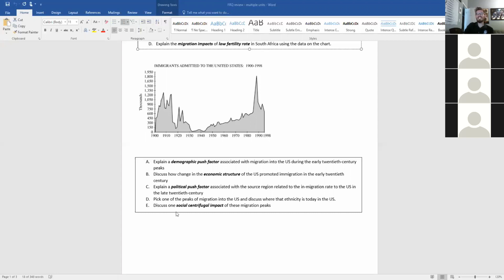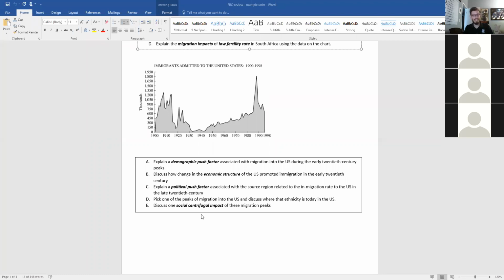And then finally, discuss one social centrifugal impact. I was just trying to throw in other words from other units, guys. We know that centrifugal forces are things that force people apart. So what is a social thing that forces people apart about migrants? And I mean migrants themselves. We're talking social aspects here. Social is culture, language, religion. And if there's something we love to fight over, especially when migrants come to a new country, it's culture, language, and religion.